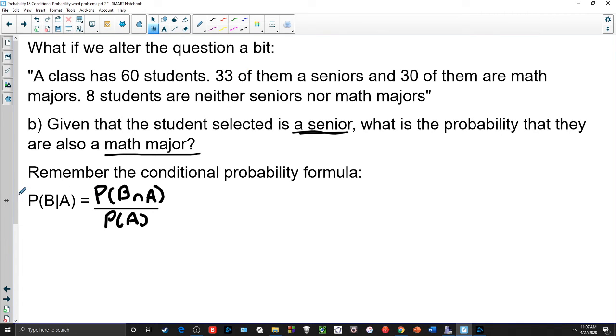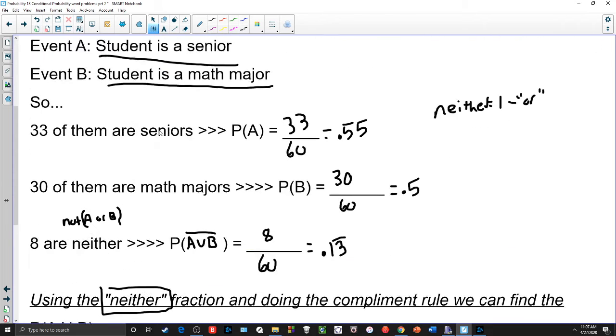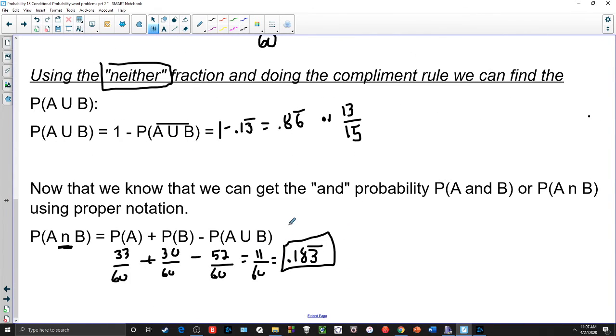But I can use this probability formula for conditional probability to help me out there. So the way I get the probability that they're a math major, given they're a senior, is I take the probability that they're both, which if you don't remember, we just found out here, 11 over 60, or 0.183 repeating. A and B is the same thing.